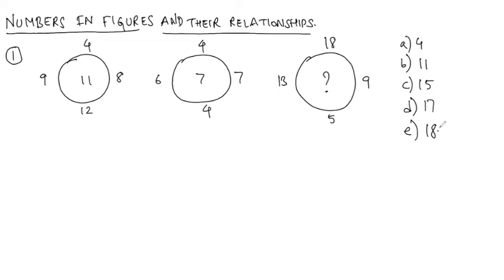What is it? 4 plus 8 plus 12 plus 9. What is the answer? 4 plus 8 is 12. 12 plus 12 is 24. 24 plus 9, 33. Okay, so this sum is done. We'll find the next sum.